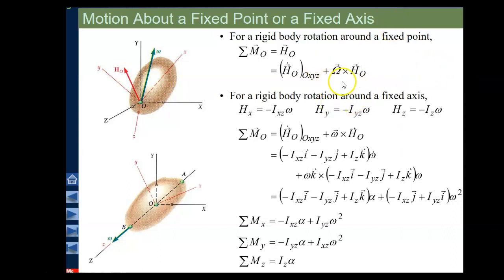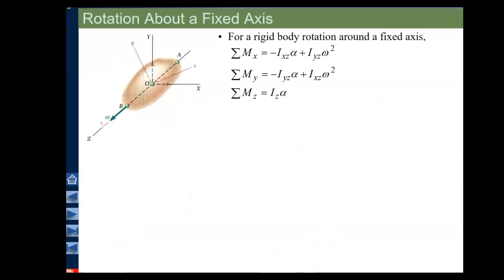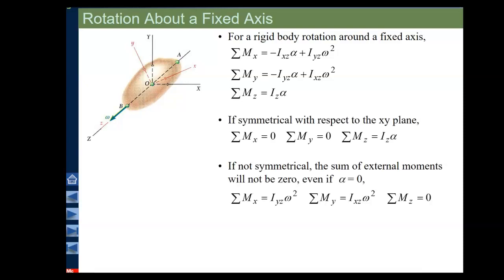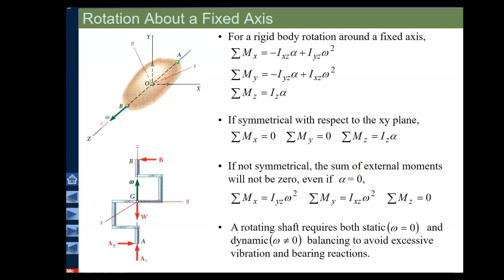All right, so this just continues that discussion. And when we are talking about a rigid body with rotation about a fixed axis, these are just 2 simplifying assumptions. If it is symmetrical with a plane, we can view it this way, and if it's not symmetrical, the sum of external moments will not be 0, even if alpha is equal to 0. So we'll have to include all of those in our conversation.